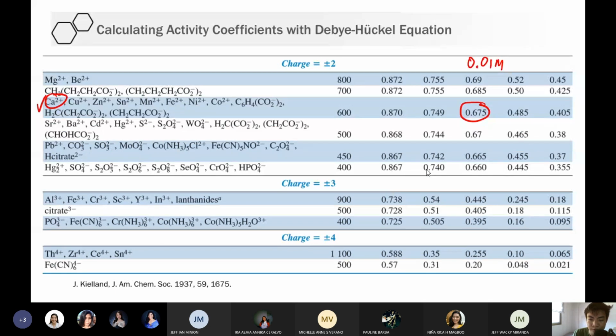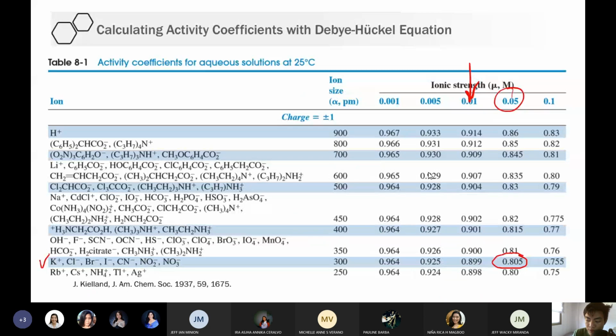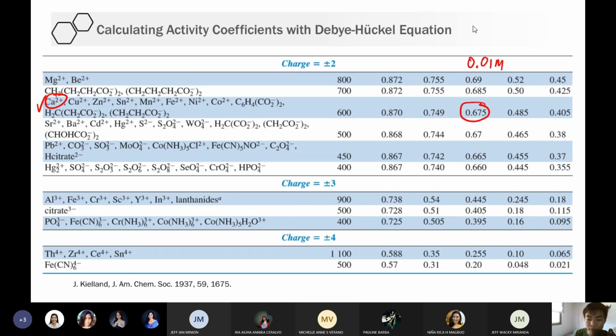And lucky for you, most of the problems here in the quiz and in the examination have ionic strengths around these values. So good luck for you, because you don't need to use the Debye equation anymore. Although I will give you some questions that will require the use of that equation. That will be on your quiz next week.